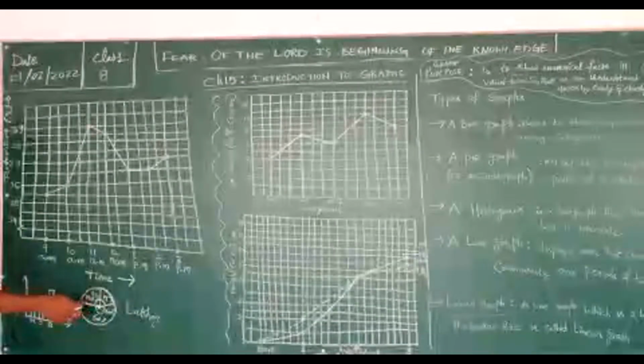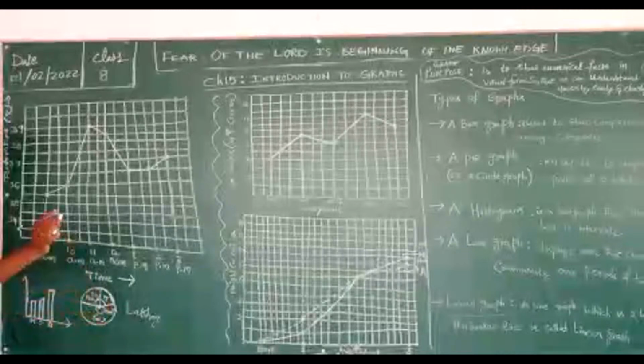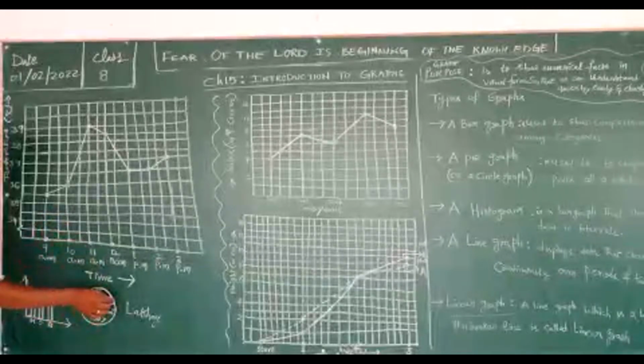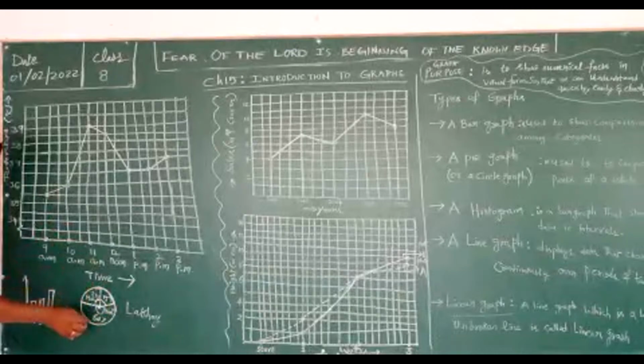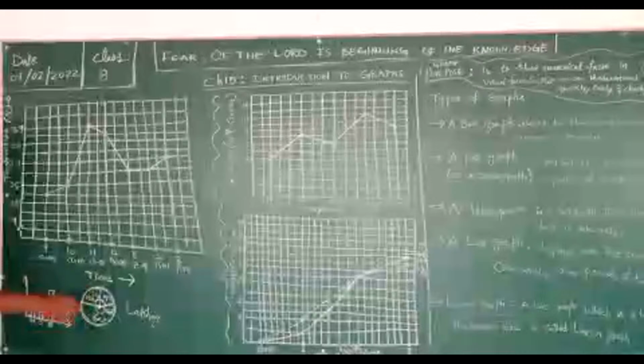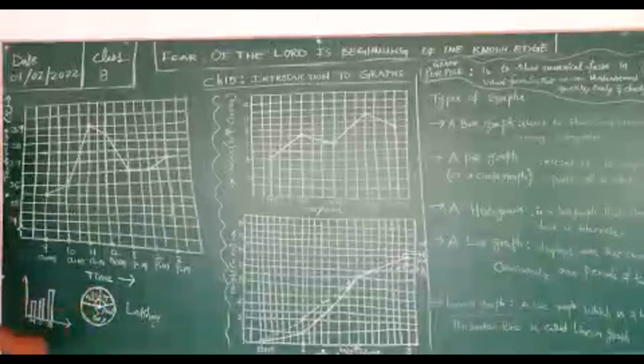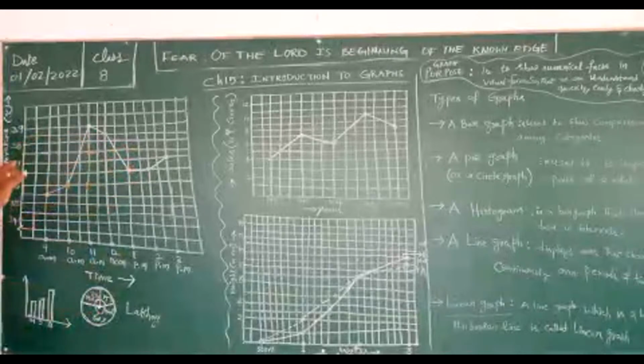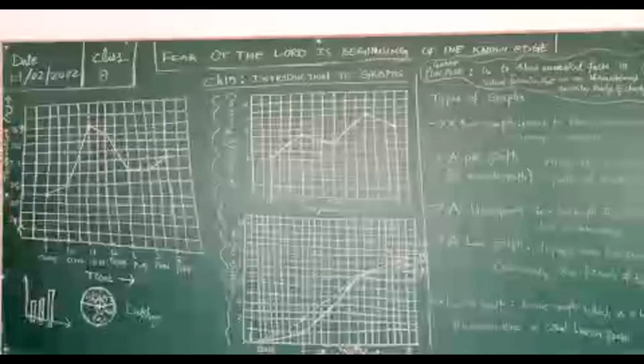Like this, the main important point is that any information, if it is represented in a pie chart form or a circle form, then that is called a pie graph or circle graph. Okay. And similarly, what is meant by histogram?